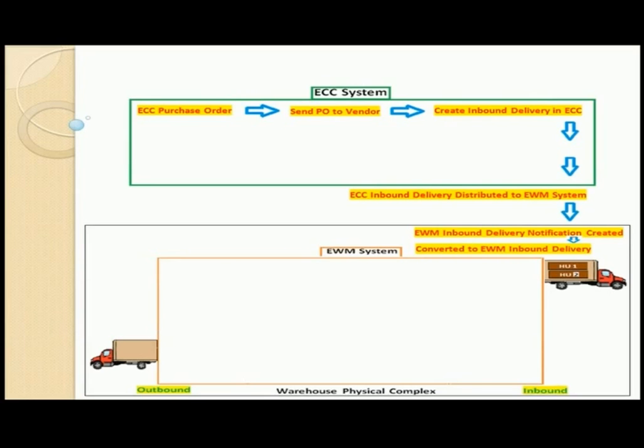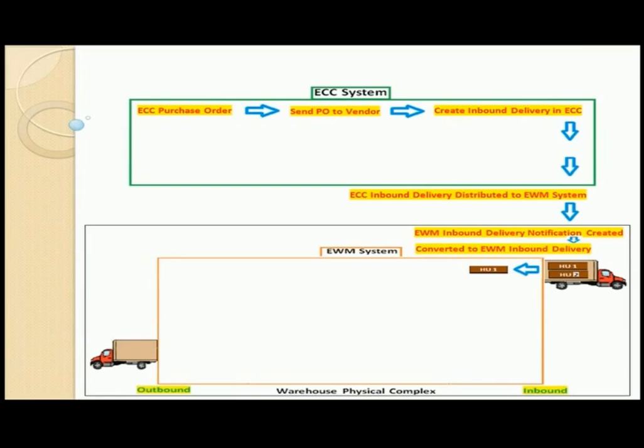Now, the truck arrives and I need to unload the material. So I am unloading the handling unit. A handling unit can be a pallet, it can be a carton, it can be a box, and it can be a nested handling unit in which a pallet contains multiple cartons and the carton contains multiple boxes and so on. So it can be a single HU, it can be a nested HU.